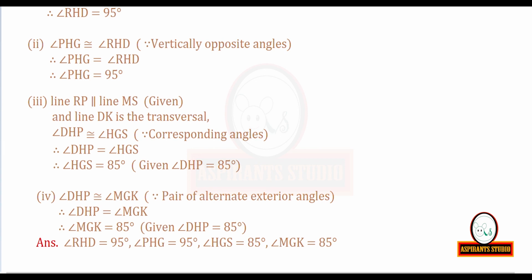You are given the value of measure of angle DHP to be 85 degrees. So substitute over here. Instead of measure of angle DHP, we can put 85 degrees. So measure of angle MGK will be 85 degrees because measure of angle MGK is equal to measure of angle DHP. Finally, write the answer.